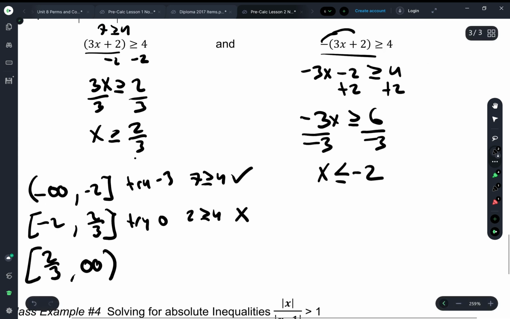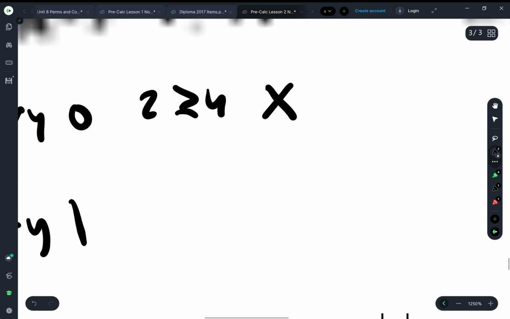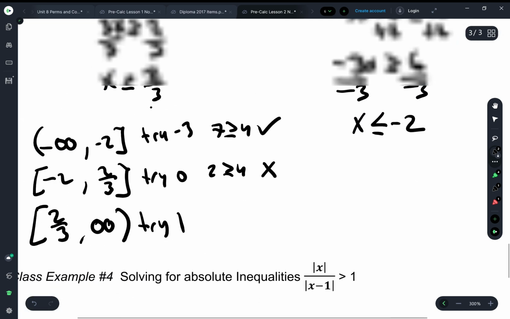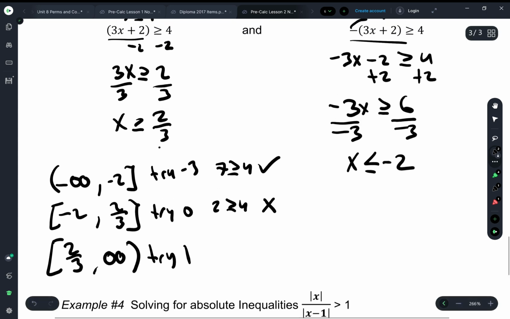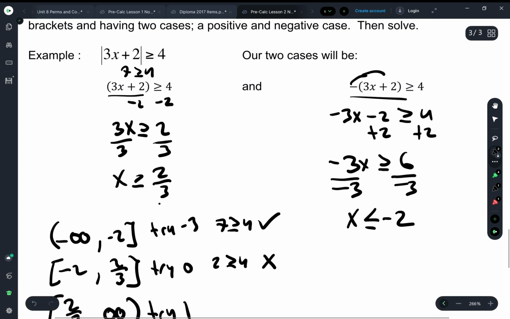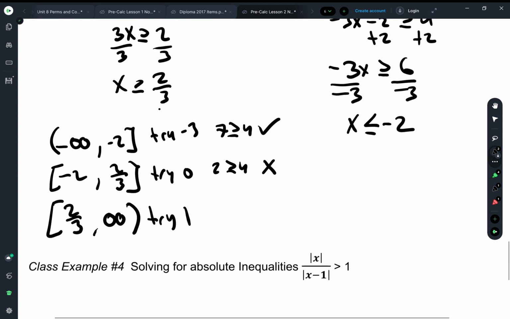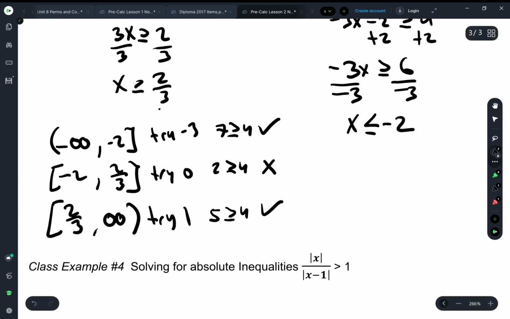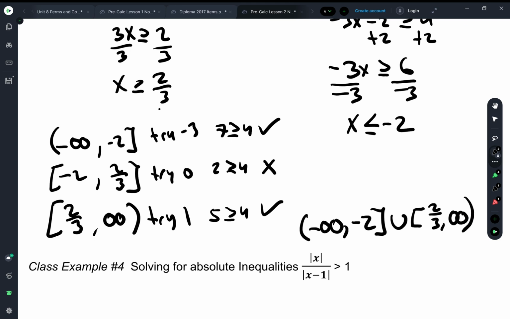Okay, and lastly, 2/3 to infinity, I might as well try 1. Okay, if I try 1, it would be 3 plus 2 for 5. Absolute value of 5 is 5, greater than 4. It is. Okay, so we have another union situation. We have negative infinity to -2, excuse me, in union with 2/3 to infinity. That would be your solution there.